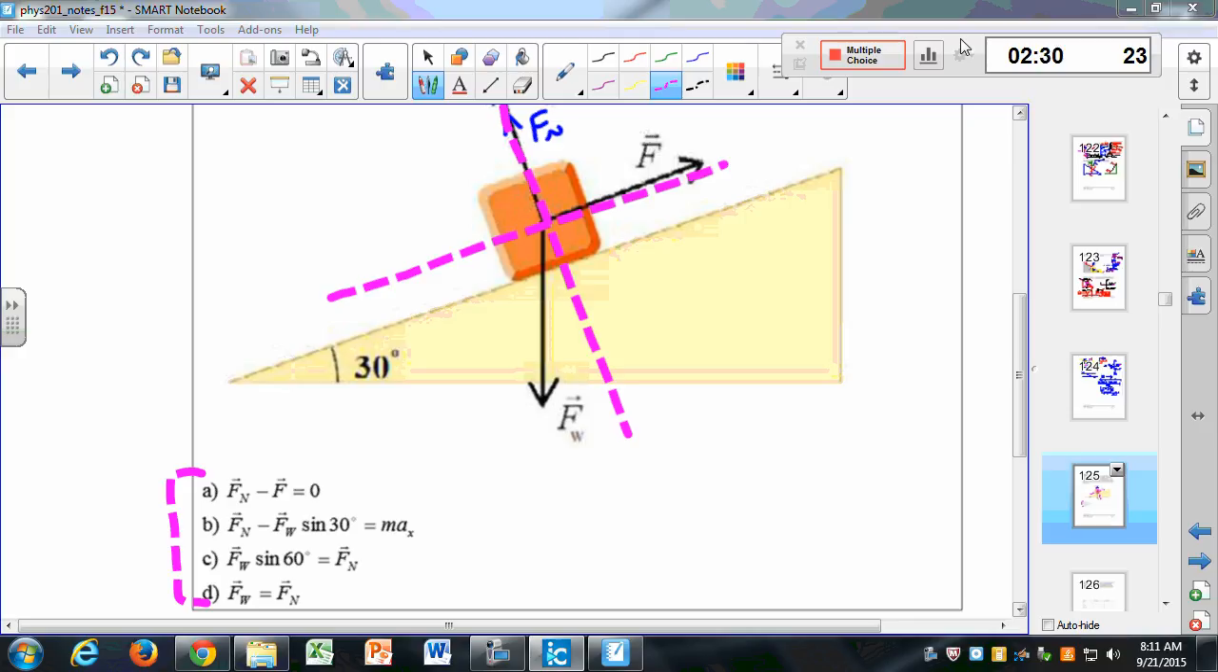Alright, let's see. We'll go about 15 more seconds. Stop at 245. 245.